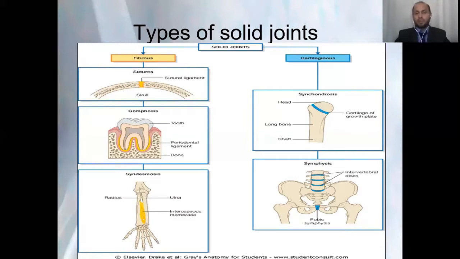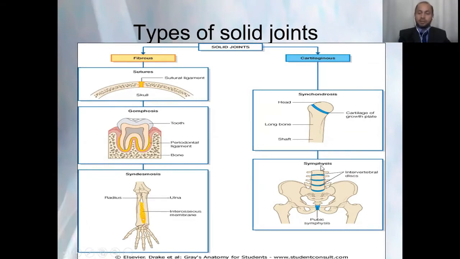The other type of solid joint is the cartilaginous joint. Cartilaginous joints are further divided into two types: the primary cartilaginous joint and the secondary cartilaginous joint. An example of the primary cartilaginous joint is the synchondrosis. This type of joint is present at the ending of the long bone. In this type of joint, there is no movement.